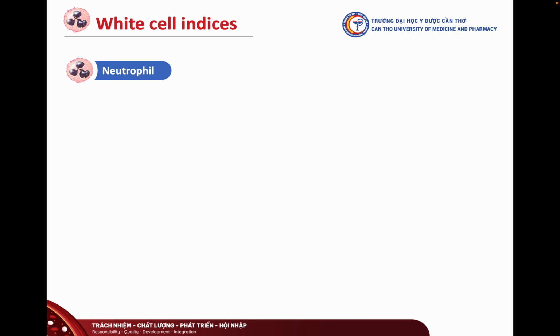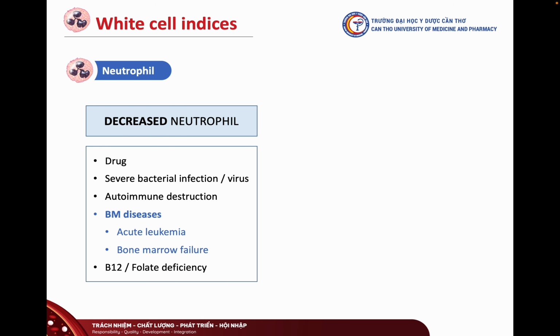Now let's get started with the neutrophils, the most abundant white cell in circulation. When our neutrophils decrease, we call it neutropenia. There are a few key causes to remember. Drugs are a common reason, especially chemotherapy or certain antibiotics. Severe infections, including bacterial sepsis or viral infections, can paradoxically lead to neutropenia due to consumption or suppression.